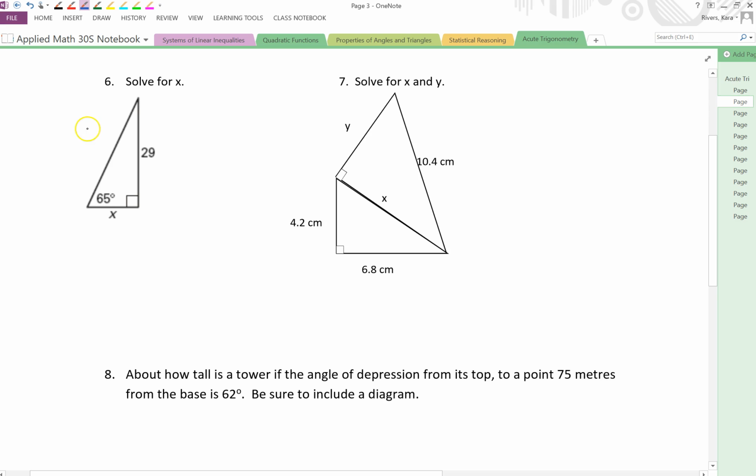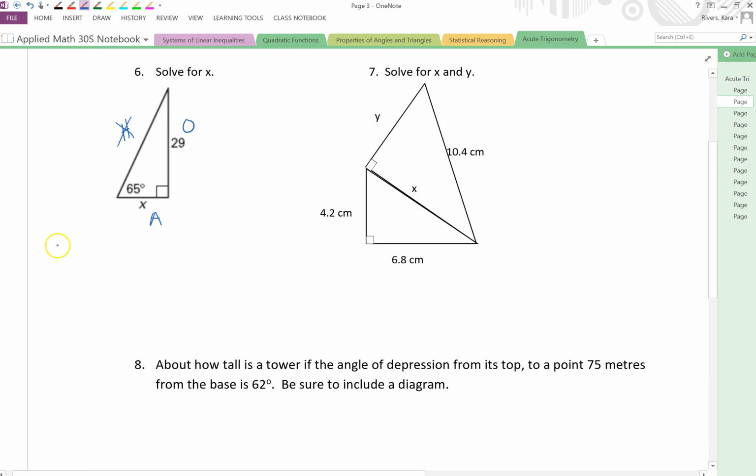Label my triangle. I've got my hypotenuse, my opposite, and my adjacent. I can see hypotenuse isn't useful, so I'm using tan, opposite and adjacent. So tan theta equals opposite over adjacent. Plug in what I know. I know that my angle is 65 degrees, opposite is 29, adjacent is what I'm solving for.